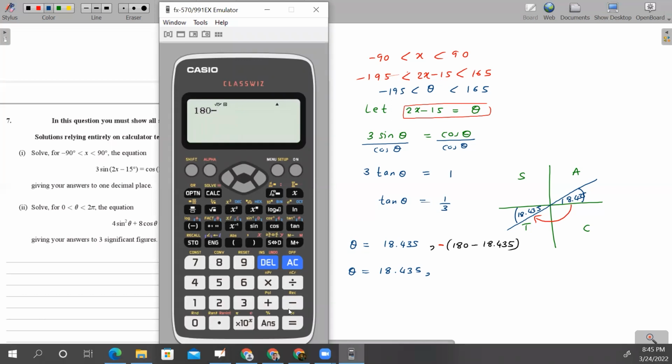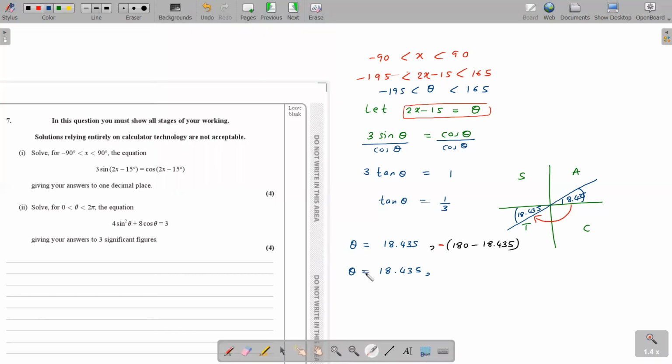180 minus 18.435. So I get 161.565 with the negative sign. Minus 161.565. Is this the final answer? No. The thing is, they've told us to get the answer to 1 dp for solving, and you're supposed to find x. I found theta. So how do I find the x value? So theta is 2x minus 15, right? So how do I find the x value?